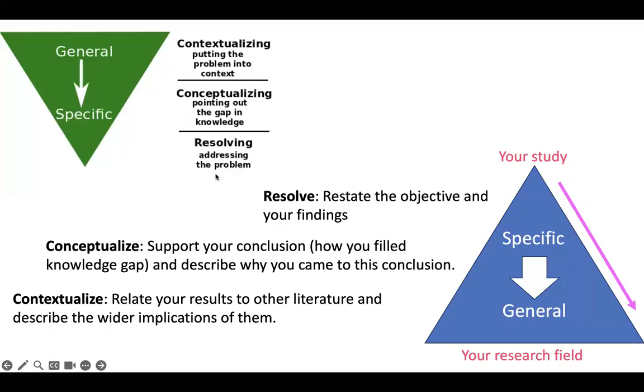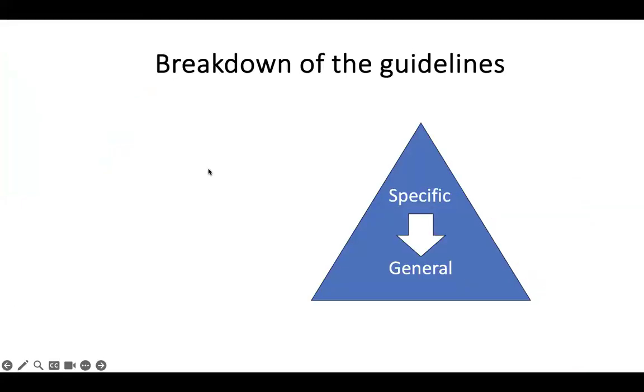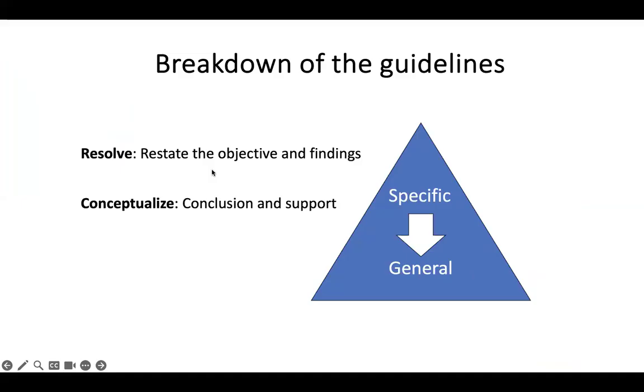So in summary, our results or discussion section should have a resolution where we restate the objectives and findings, conceptualization where we draw a conclusion and note support for that conclusion in our data and other studies, and contextualize where we talk about the implications and bring in other studies as well to compare our results to.